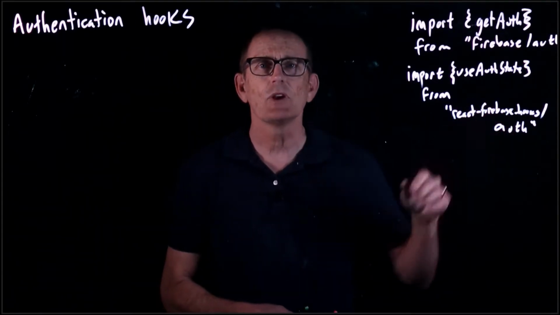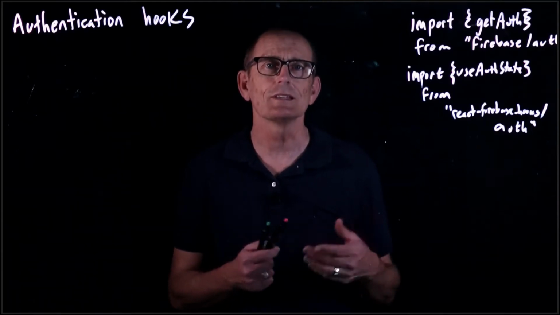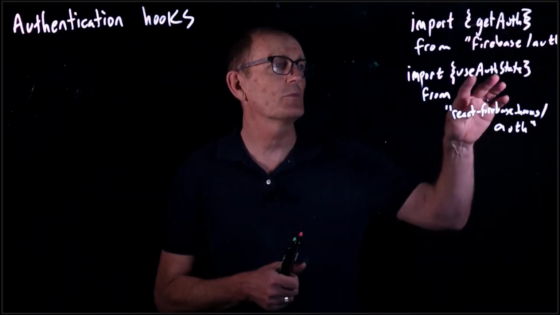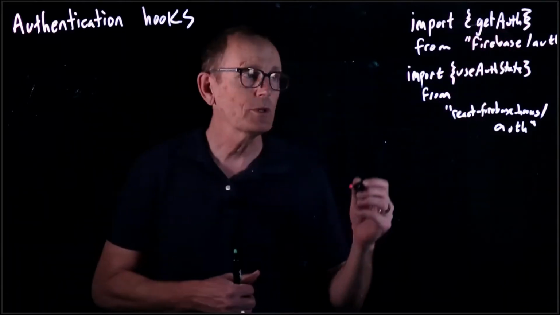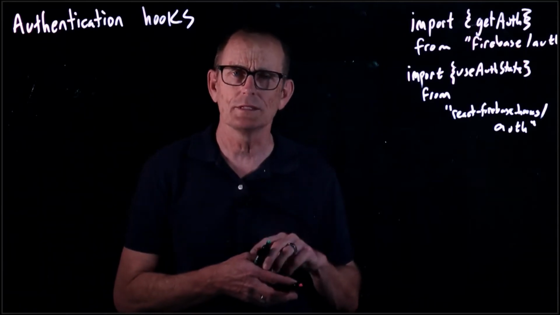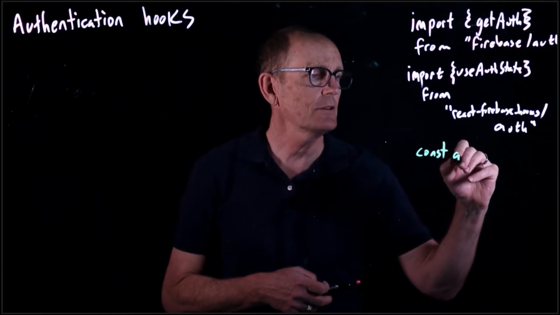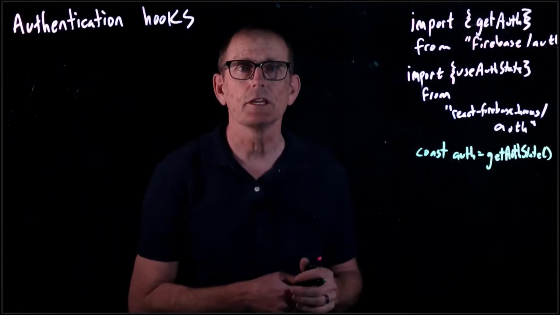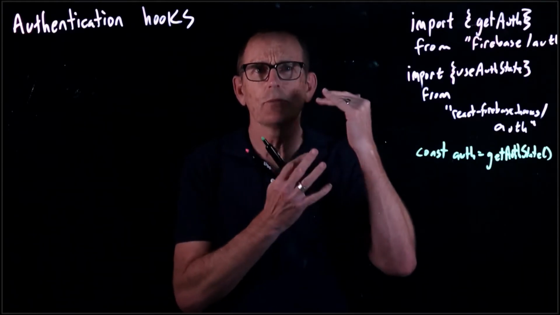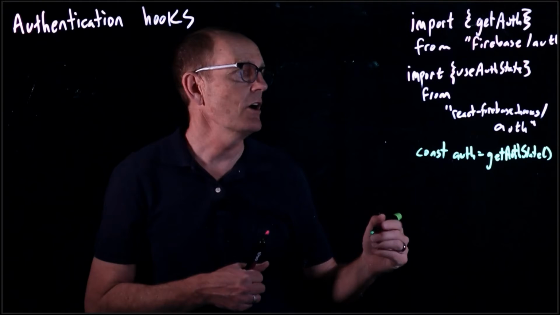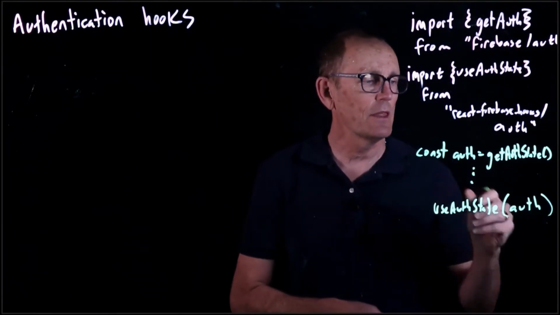This is the same React Firebase hooks that we have already been using in order to do queries and things like that, useCollectionData and so on. This provides us a useAuthState, but we still need to actually get the authorization. What's going to happen is somewhere, probably once in our application, we are going to get the auth state. This is const auth equals getAuth. And then probably at the very top level of our application, wherever we need someone to be signed in, we're going to use the useAuthState hook and pass in this auth.